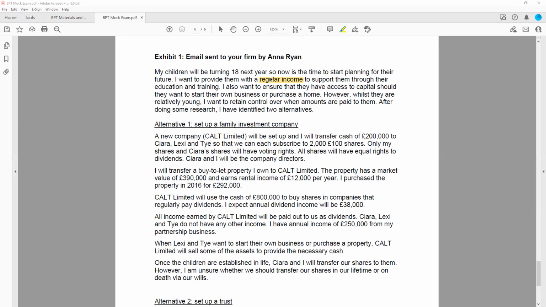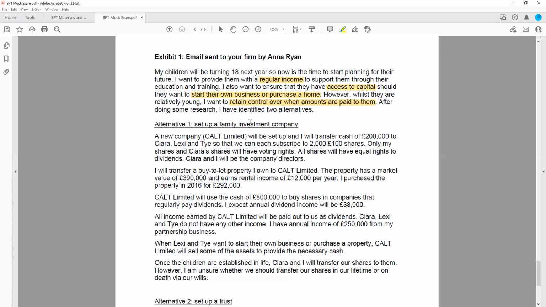So wants them to have regular income throughout their education and training. I also want to ensure that they have access to capital should they want to start their own businesses or purchase a home. However, whilst they are relatively young, I want to retain control over when amounts are paid to them. After doing some research, I've identified two alternatives.